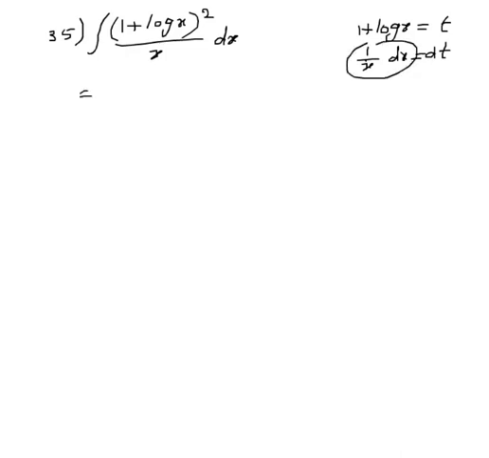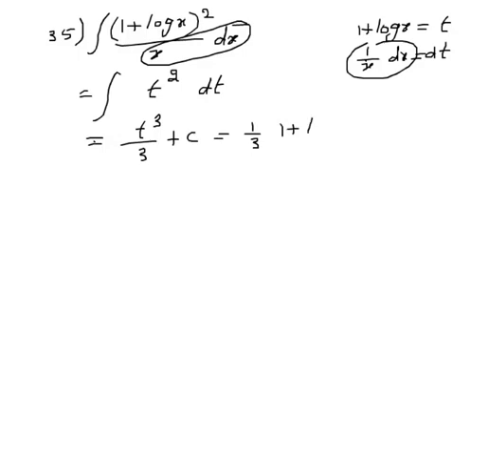We have 1 by x dx, which becomes dt, and this becomes t square. This is t cube by 3, and substitute for t. 1 plus log x the whole cube plus c.